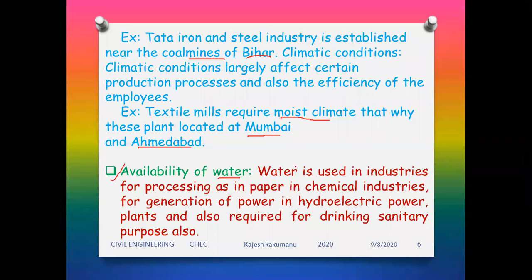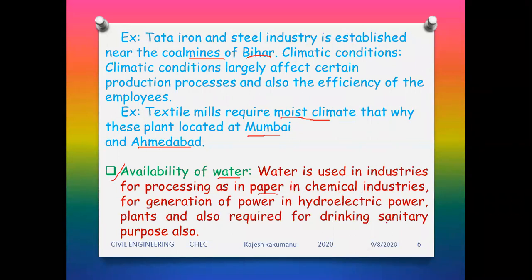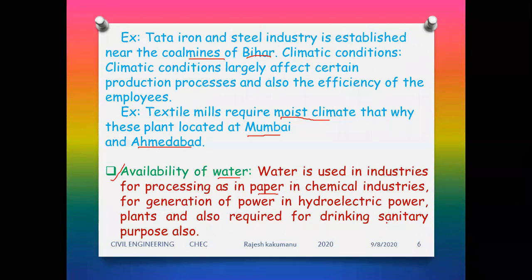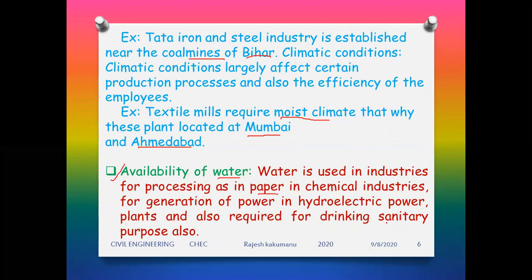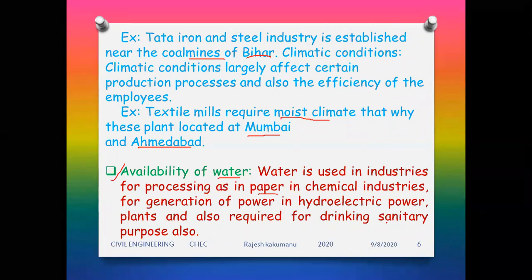Water is used in industries for processing, in paper making, in chemical industries, for generation of power in a hydroelectric power plant, and also for drinking and sanitary purposes. So for example, if you see the Bhadrachalam paper mills, ITC paper mills, the ITC paper mill is located near the river bed of that river.